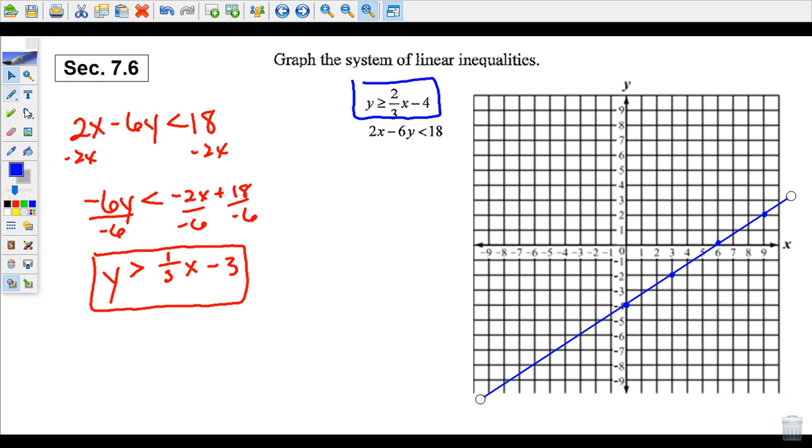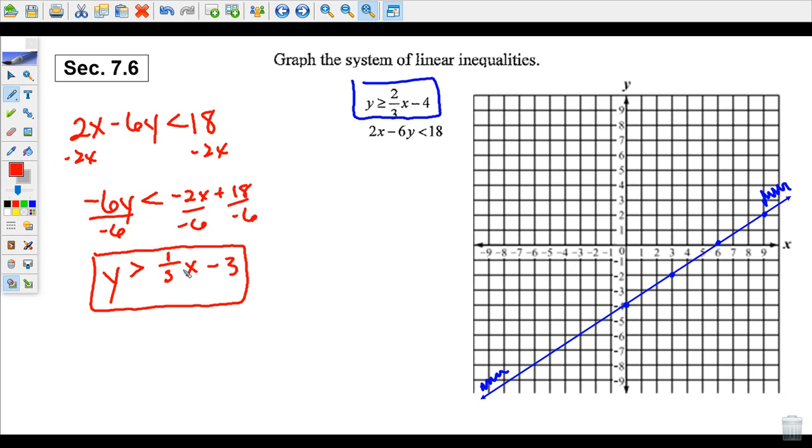And then I also need to know which side of this line is shaded. So I'm going to test the point where we said use 0, 0. If I plug in 0 for x and 0 for y, I'd get 0 over here. This would be 0 minus 4. So 0 is greater than or equal to -4. That is true. So that means I'm going to shade this side of the blue line.